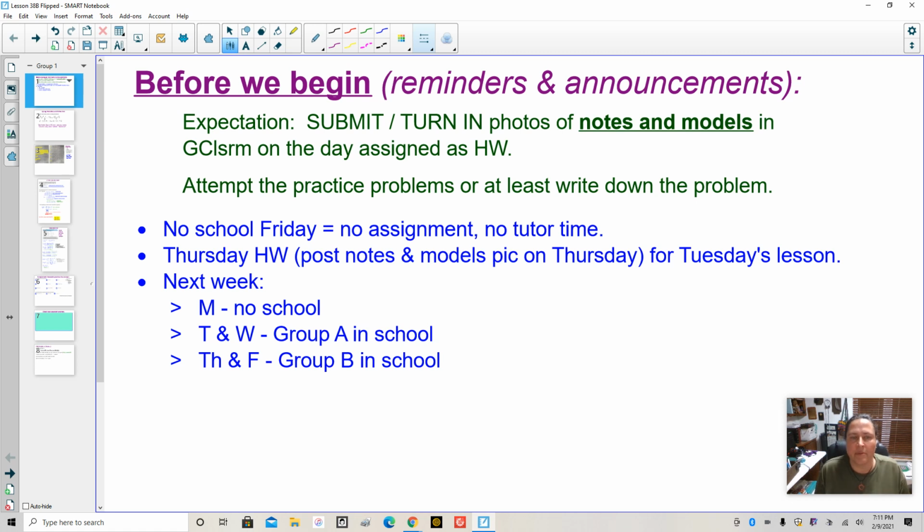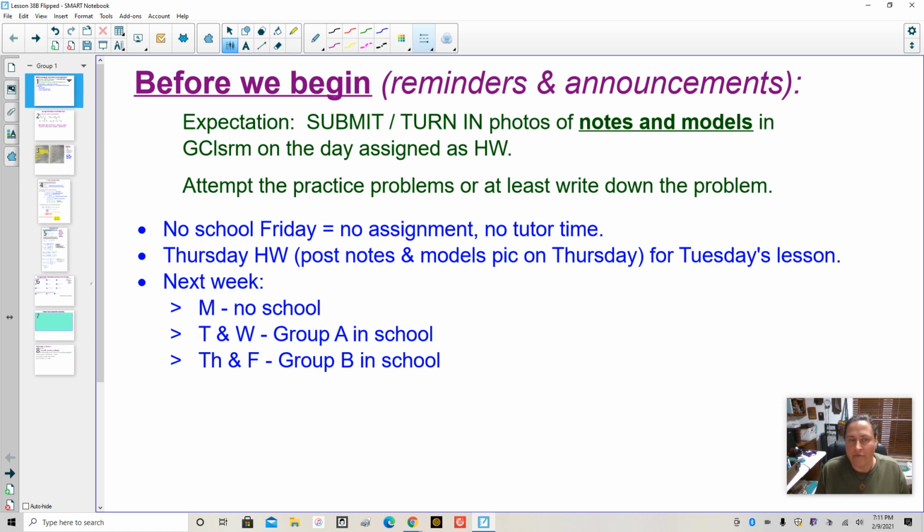So, really quickly before we begin, remember that it is my expectation that you submit or turn in your photos of your notes and your models. We'll look at what those should look like in a couple of slides here on the day that they were assigned as homework. So I have not had a chance to go through and grade many of those. I am going to do that on Friday.